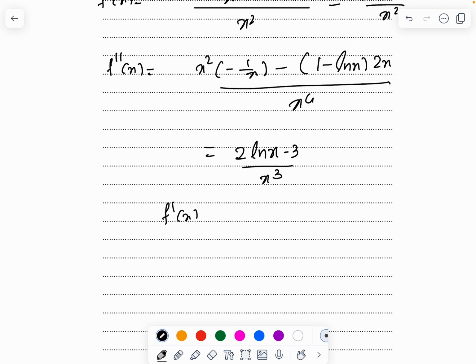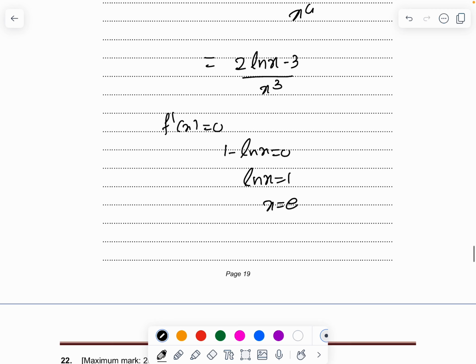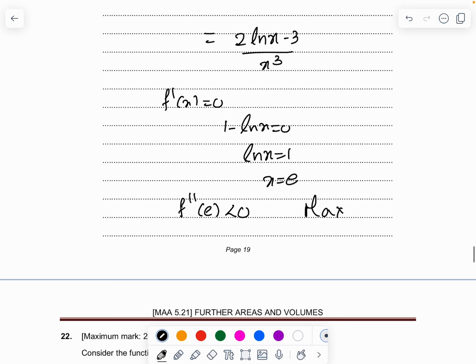Stationary point f prime x should be equals to 0. Means 1 minus ln x equals to 0. Ln x equals to 1 means x equals to e. At x equals to e, the second derivative is less than 0. Therefore, it is maximum. So if x equals to e, y will be equals to 1 by e. So what is the point of intersection? e comma 1 upon e.